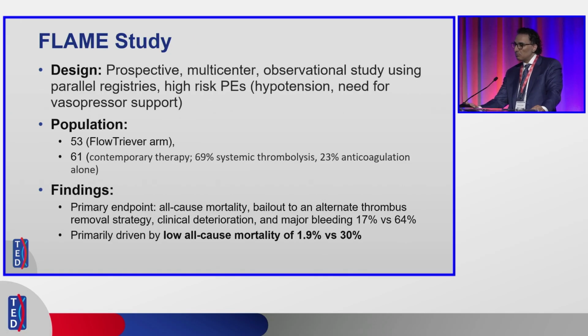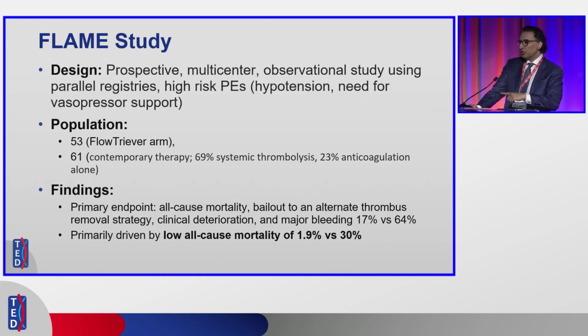And then, I thought this was interesting. This is a prospective multi-center observational study, but they had 2 parallel registries, and they included high-risk PE patients. They defined that with hypotension and need for vasopressor support. I'm sorry. So the population was a FlowTriever arm and then contemporary therapy.